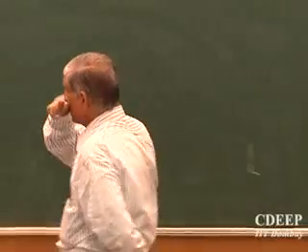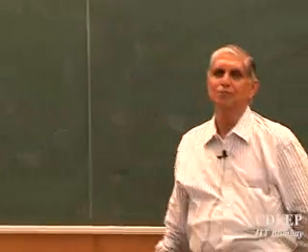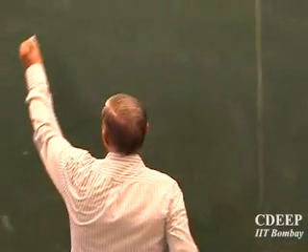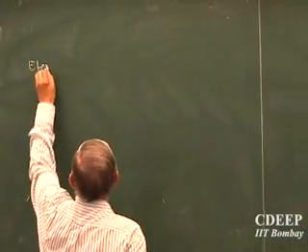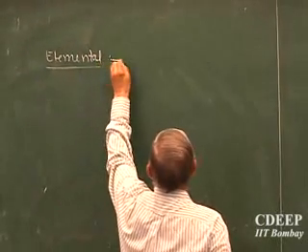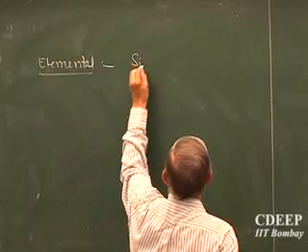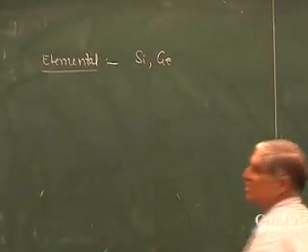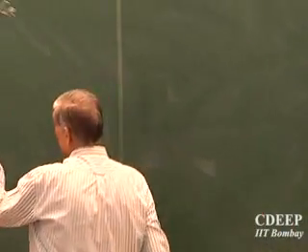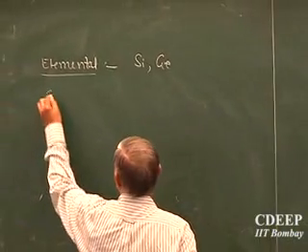So what kind of semiconductors are we looking for? The kind of semiconductors we are looking for are elemental. There are only two kinds of semiconductors which are elemental, silicon and germanium. For many years, the next part which I am writing was never used by us.